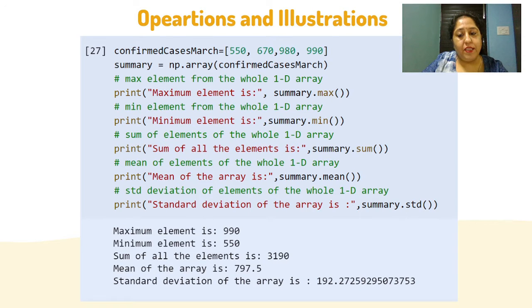Likewise, you can use summary.min, summary.sum, summary.mean and summary.std for getting the minimum element from the array, the sum of all the elements from this array, that is 550 plus 670 plus 980 plus 990, which will give you 3190. The mean of all these values is coming out to be 797.5, and the standard deviation with the function summary.std.